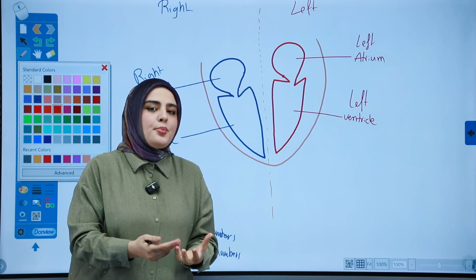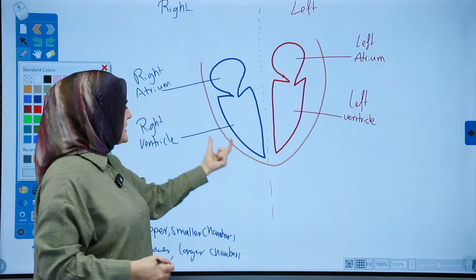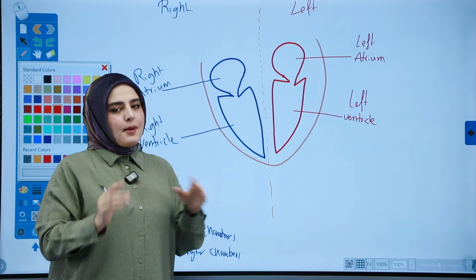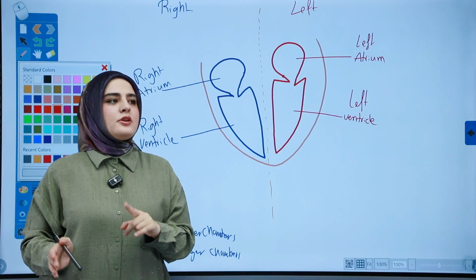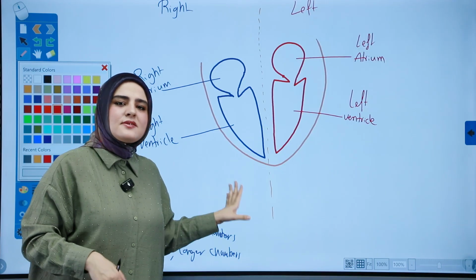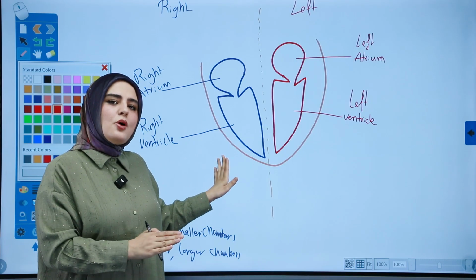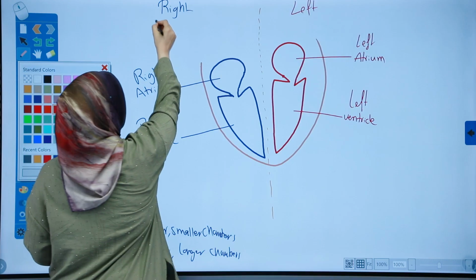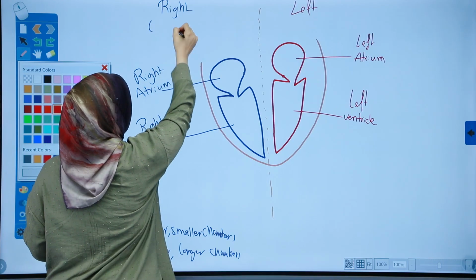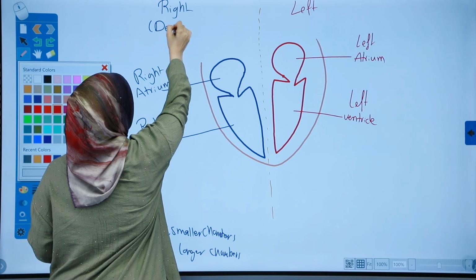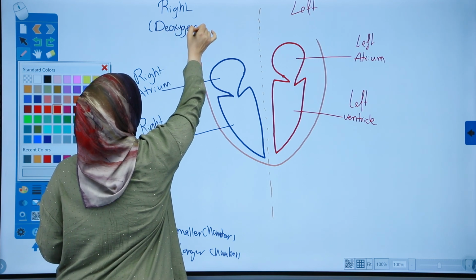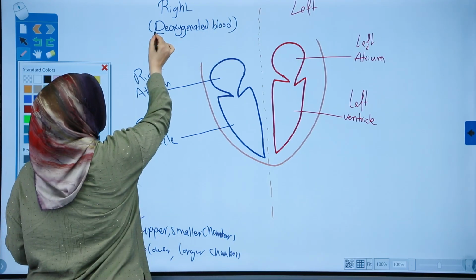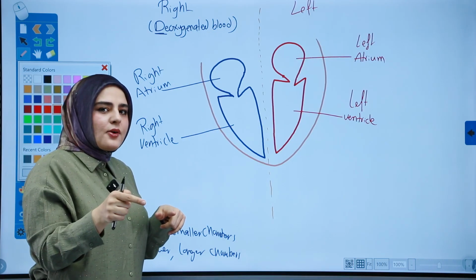It's different in the components. What component? This side has more CO2, less oxygen. And a blood like that, we have a name for it. We're not going to say all of this every time. No, we're going to name it. We're going to call this type of blood, where there is high CO2 and low oxygen, deoxygenated blood. There you go.